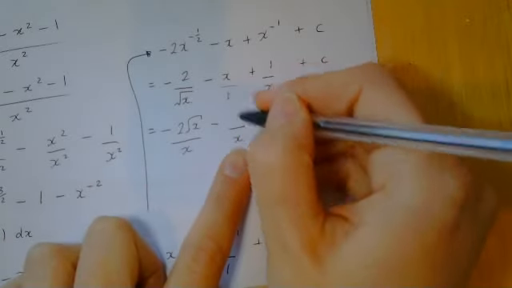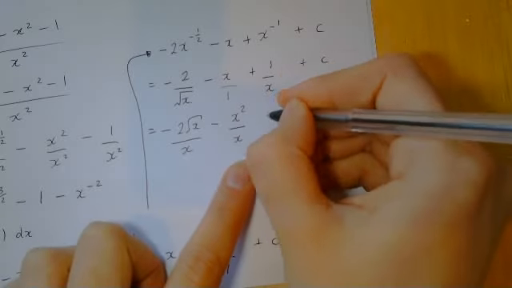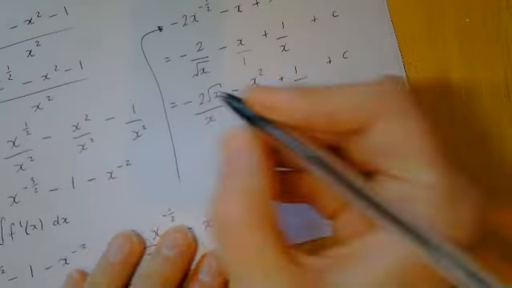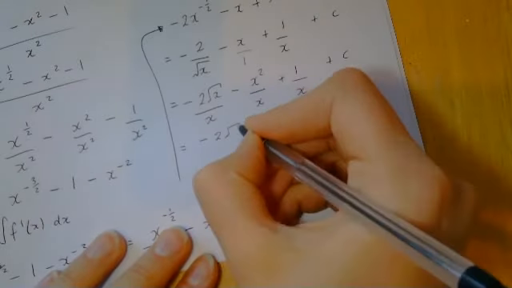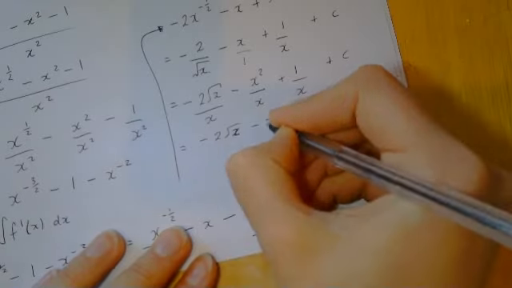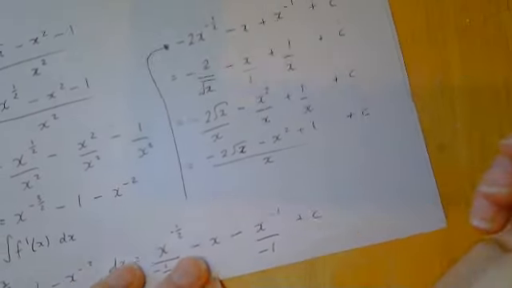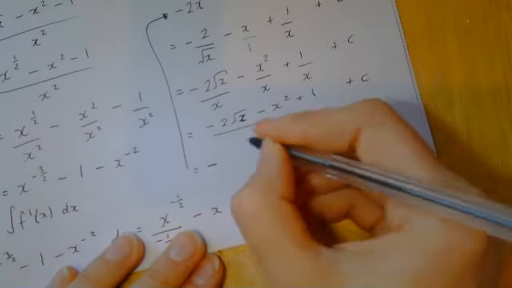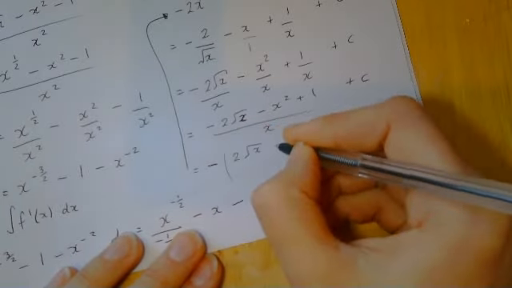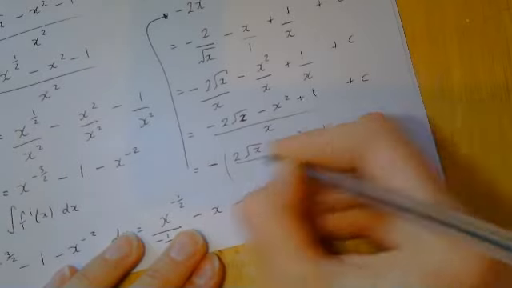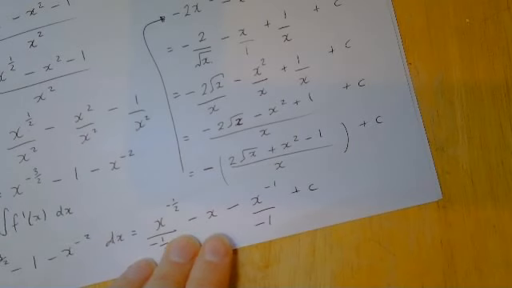In order to have an x on the bottom of this thing, at the minute it's got a 1 on the bottom, so I've multiplied the bottom by x, so I multiply the top by x. And this thing already has an x on the bottom. So now I can put all of these things together. So minus 2 root x minus x squared plus 1 all over x. And they've put the minus out the front. So they've taken the minus out, and they've had to turn that into a minus 1, like that. Sorry, that got very messy. And that is the same thing. They've just got their 2 root x and their x squared in the opposite order. But that's fine.